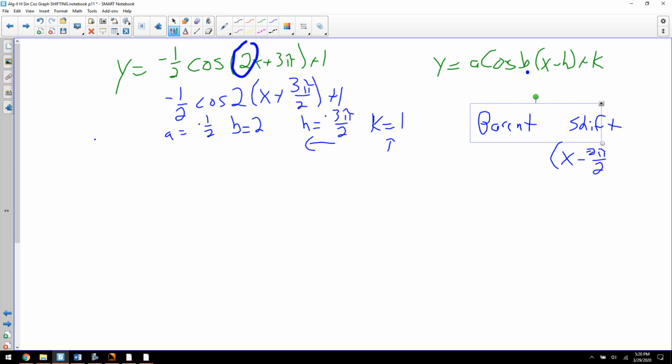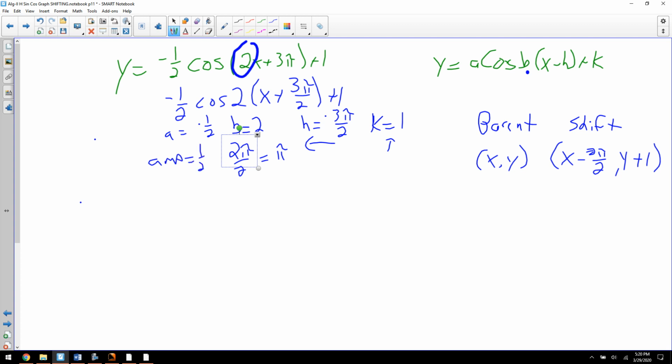So that's a 3. And the y value would be plus 1. Man, writing on the screen is terrible. All right, so from here, we know our period is going to be 2 pi over 2. So our period is pi. Our amplitude is 1/2. Remember, the amplitude is always the absolute value of a.